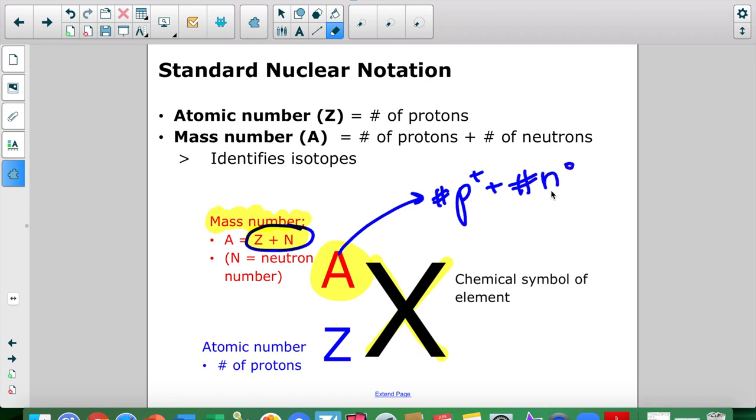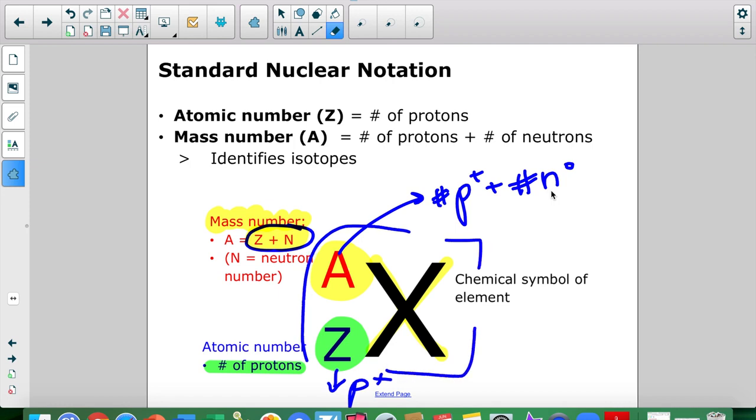And then at the bottom left, you write the atomic number. So what is the atomic number? The atomic number is only the number of protons. With this information, this notation called the standard nuclear notation, you can calculate how many protons, neutrons, and electrons an atom has. And that's what we're going to do next. But again, do not forget that the Z represents the number of protons and the A represents the number of protons plus the number of neutrons. And this is the standard nuclear notation.